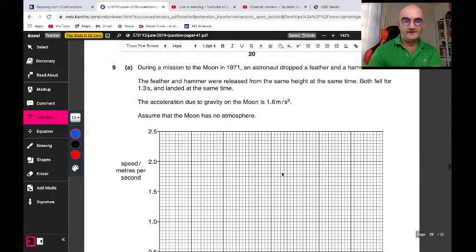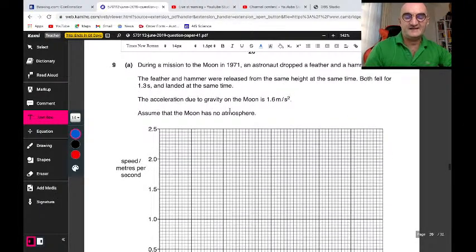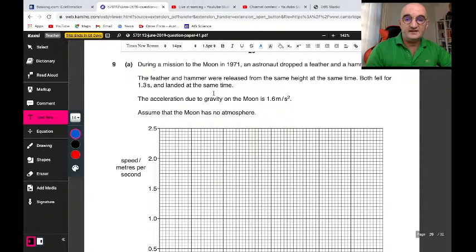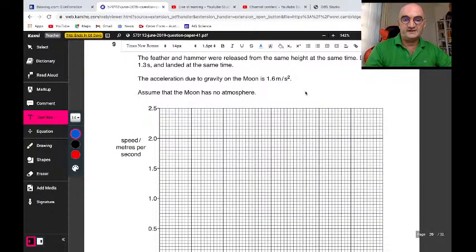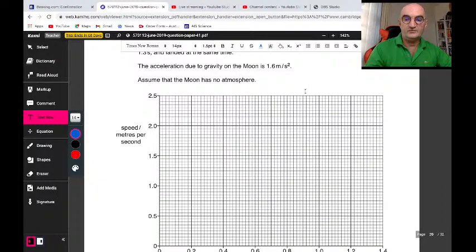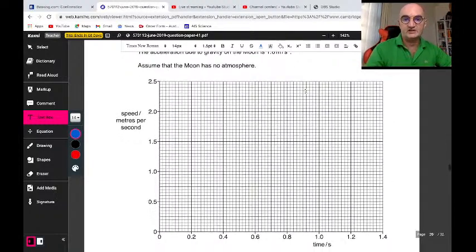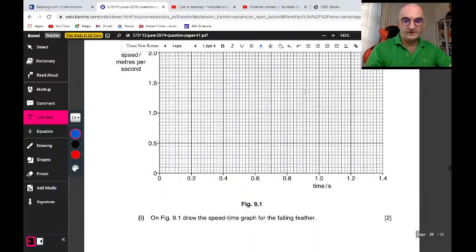Let's have a look. During a mission in 1971 to the moon, an astronaut dropped a feather and a hammer. I've played this in class, which was done by BBC. It was a beautiful video done in the NASA research laboratory. The feather and hammer were released from the same height, same potential energy, at the same time. Both fell for 1.3 seconds and landed at the same time. The acceleration of gravity on the moon is 1.6 meters per second squared. Assume the moon has no atmosphere. Pretty much does. Okay, what do we have to do?